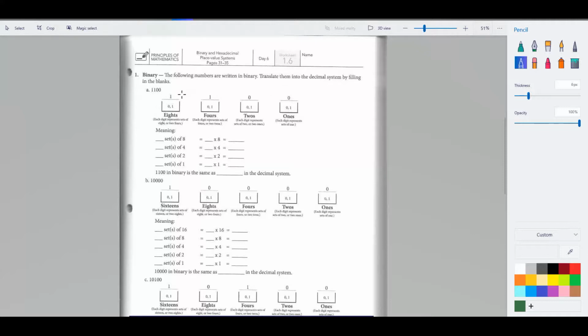Okay, how many sets of 8 do we have? 1. Okay, so 1 times 8 is 8. That's this. All right, then we have 1 set of 4. So 1 times 4 is 4.